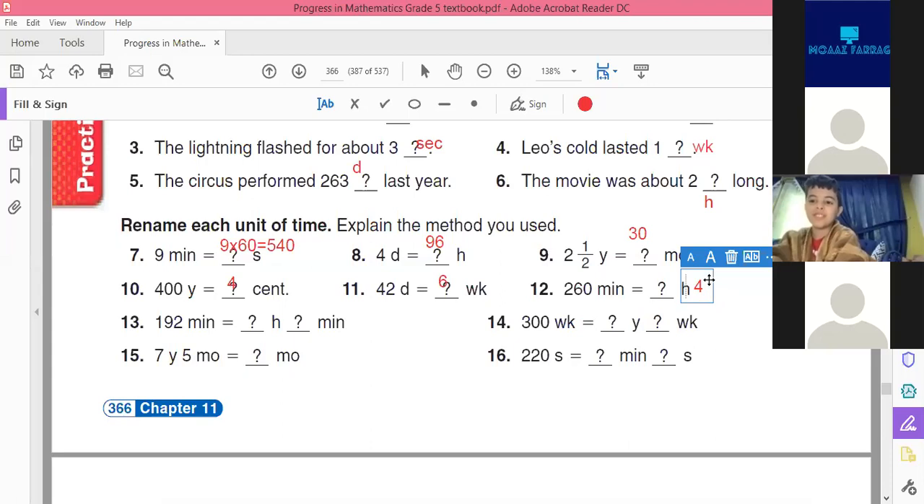I'm writing here 4 whole 1/3. A mixed number. 4 whole 1/3, I'm writing like this.